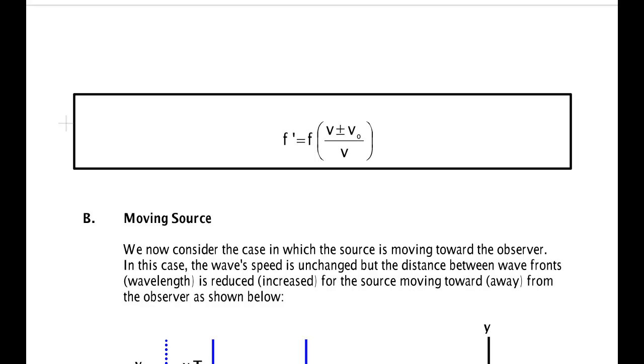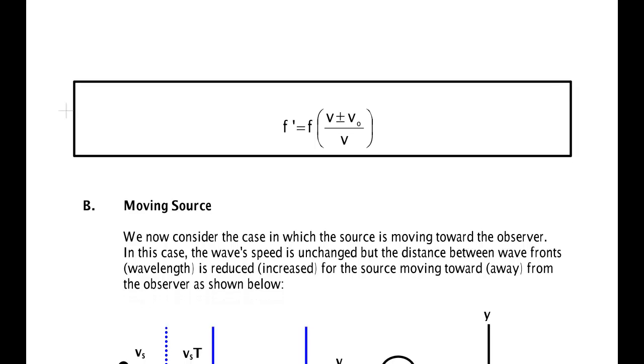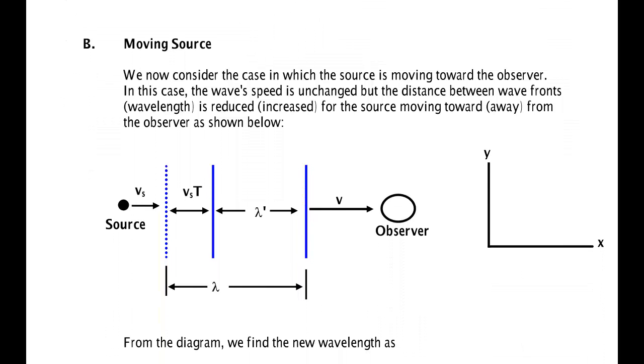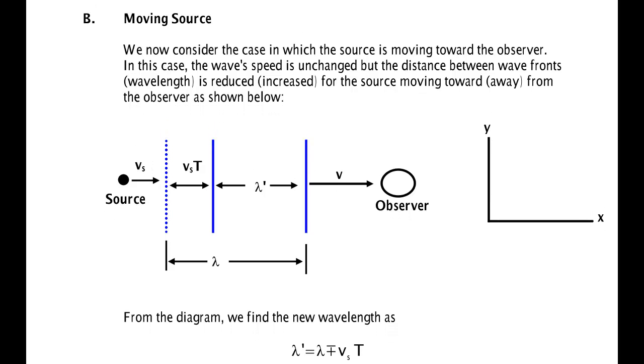So this is how you get this formula in the textbook for calculating the new frequency. There's the original frequency, here's the new frequency, and it depends on the observer's velocity with respect to the sound. Now let's take the case where the observer's stationary and we move the horn or car toward them. In this case, it's a little different.